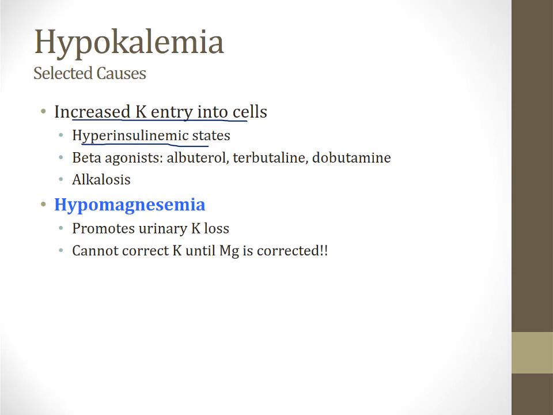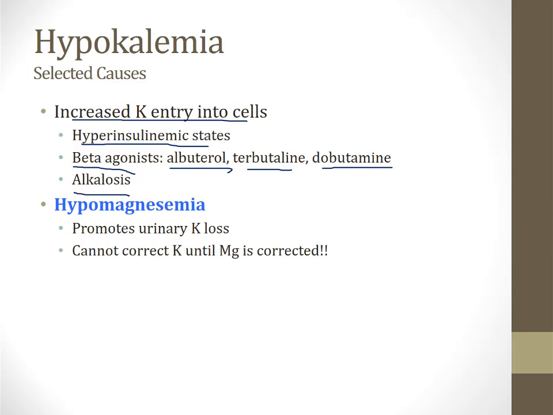The reason insulin works to save someone's life in the setting of hyperkalemia is because it will activate the sodium-potassium ATPase and drive potassium into cells. In addition, we talked earlier about how beta blockers can cause hyperkalemia. Beta agonists can cause hypokalemia. So drugs like albuterol, terbutaline, or dobutamine, which activate beta receptors, can drive potassium into cells. And then finally, earlier we talked about how acidosis was associated with hyperkalemia and alkalosis is associated with hypokalemia.